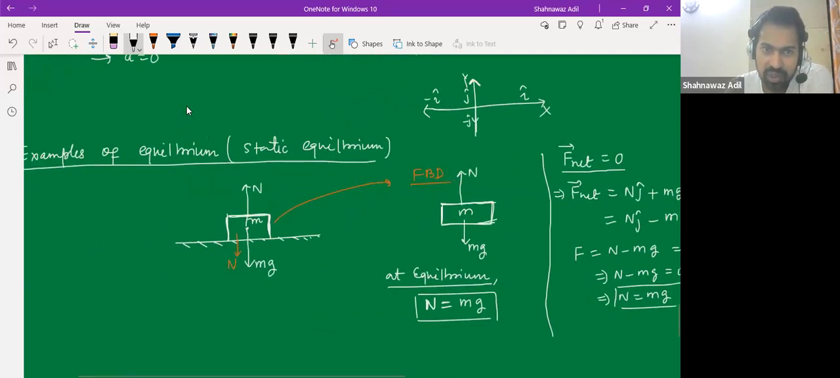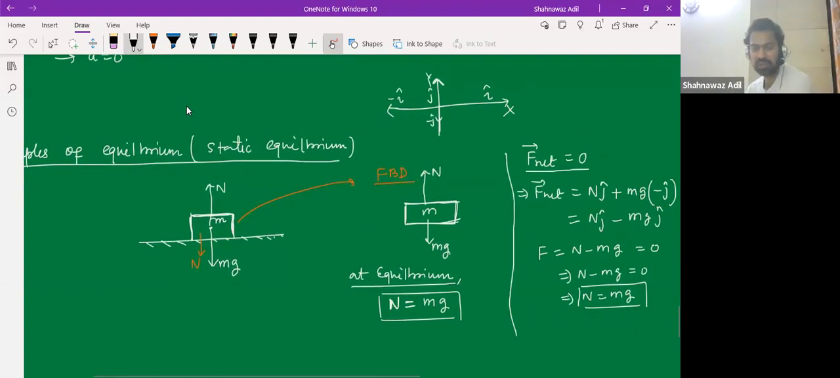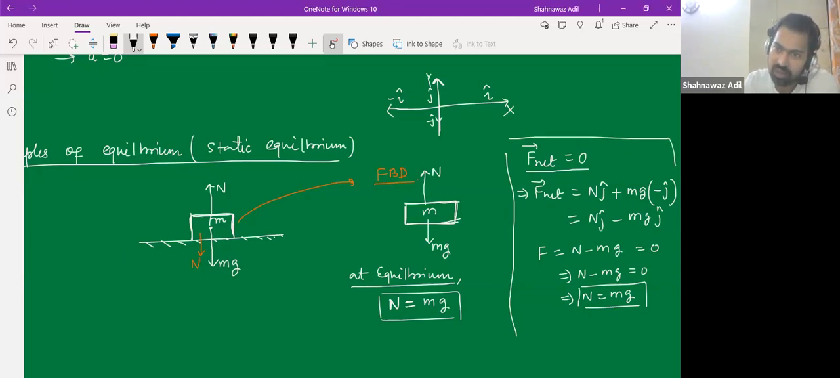Okay, so please note it down, and then we'll do some more complicated questions. First thing is, as I've said earlier, that the free body diagram is the most important part. So you just remember this, but don't apply this one. You just remember that upward and downward force would be equal.